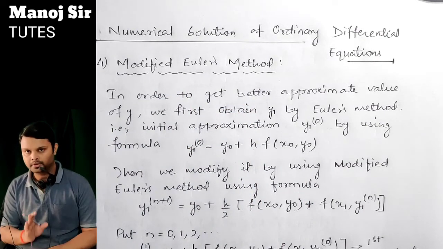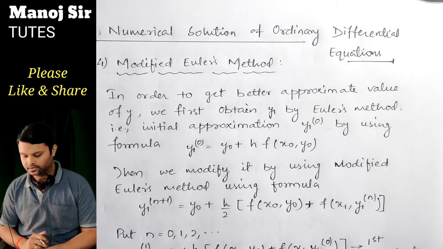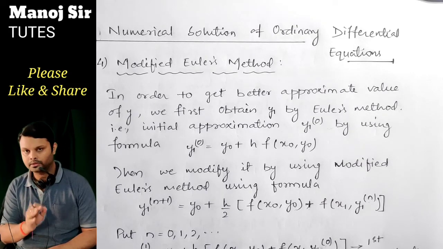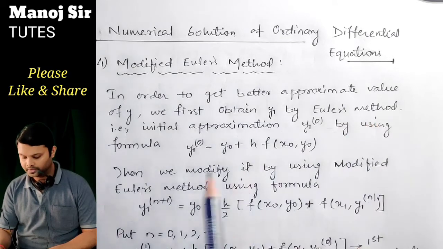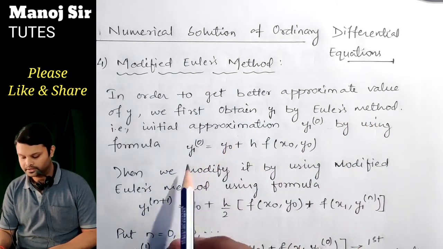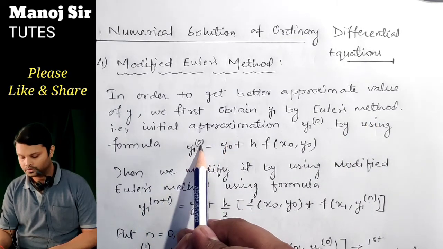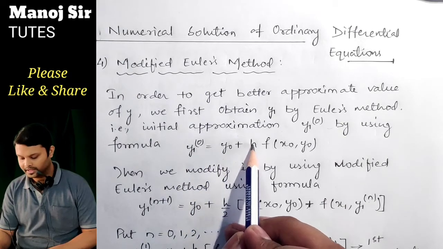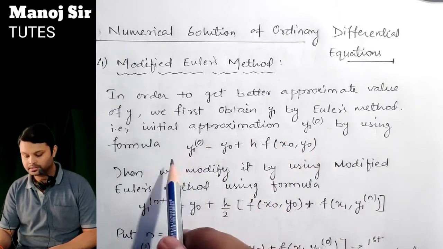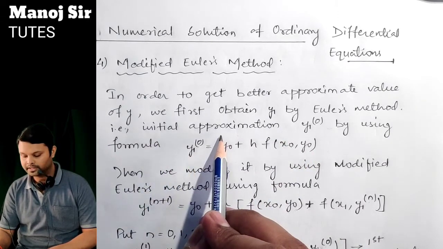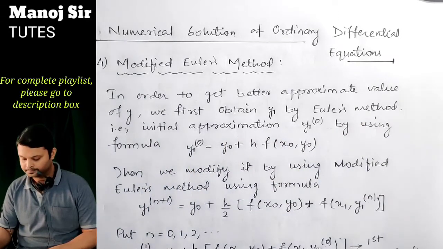We have dy upon dx and an initial condition, that is at x equals x naught, y equals y naught, and with the help of Euler's method we need to find the initial approximation, that is y1 naught equals y naught plus h into f of x naught comma y naught. We will find this initial approximation by the help of Euler's method formula.